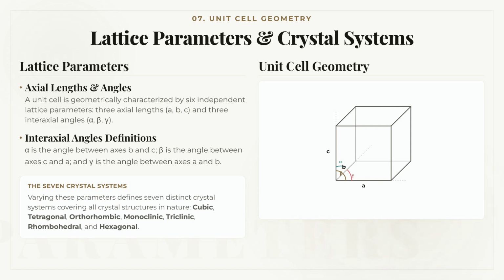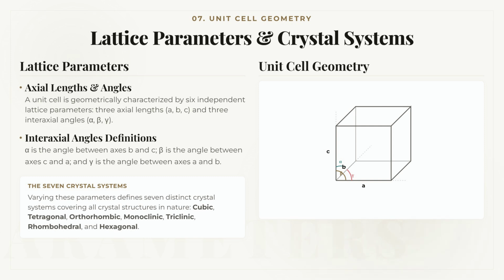The volume of a primitive unit cell is given by the scalar triple product. Vc equals the magnitude of a1 dot a2 cross a3. This formula gives the exact volume enclosed by the 3 translation vectors.